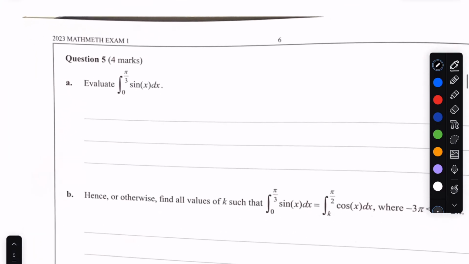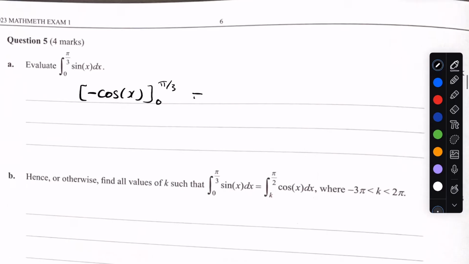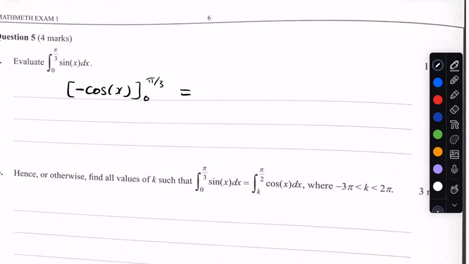Now, evaluate that integral. So the integral of sine x is equal to negative cos x, from 0 to pi on 3. And sub in pi on 3, you get 1/2, so negative 1/2, minus negative cos of 0, which is negative 1. So that would be 1 minus 1/2, or just 1/2.